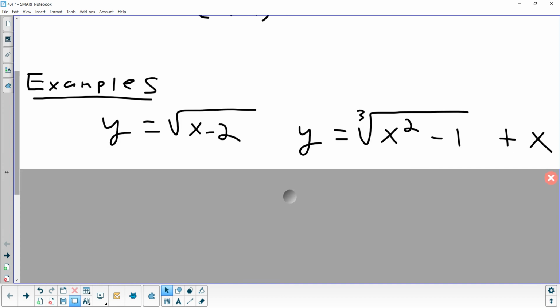These are both examples of radical equations. Yes? I'm going to move to the middle because the glare of the shower curtain keeps messing with my eyes. Okay. Yes.